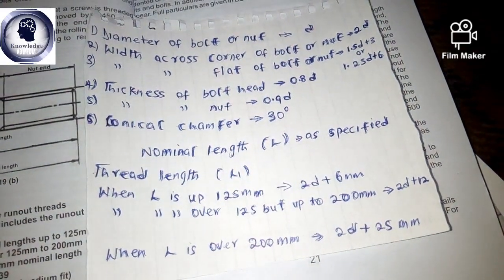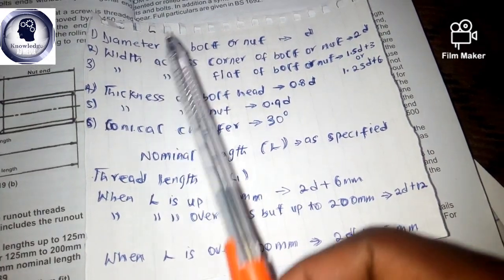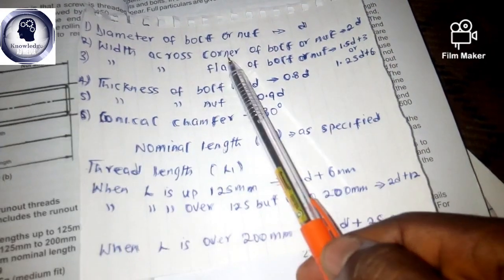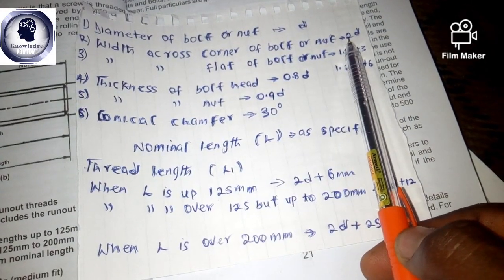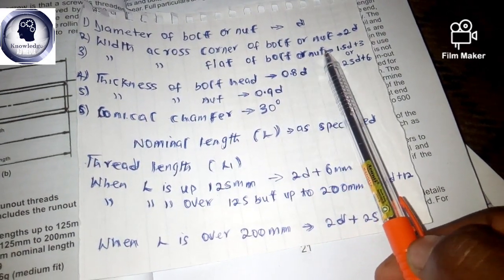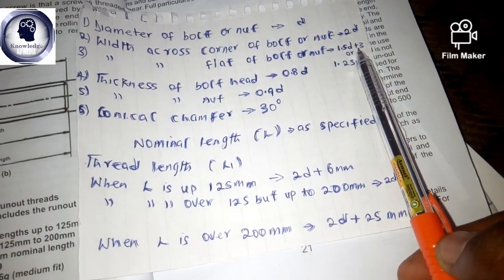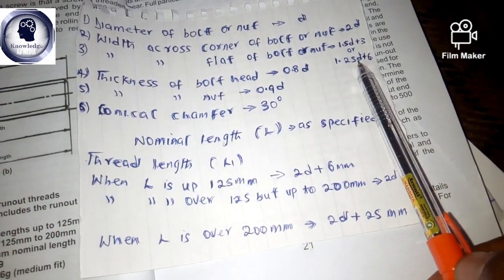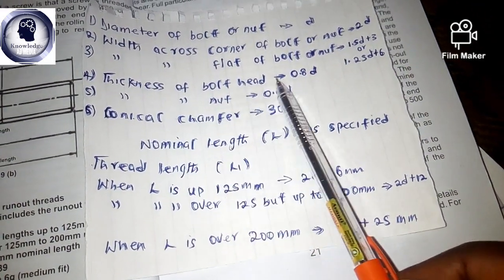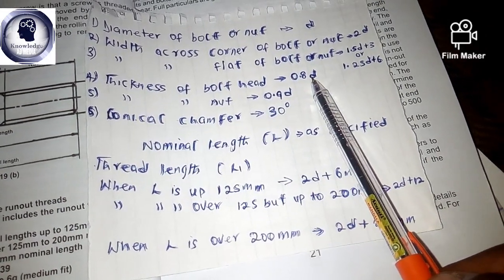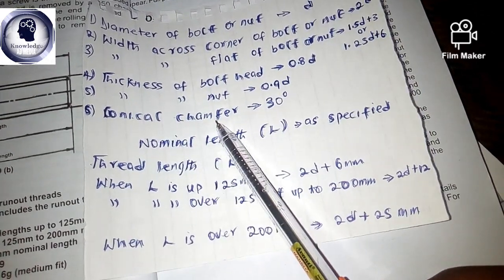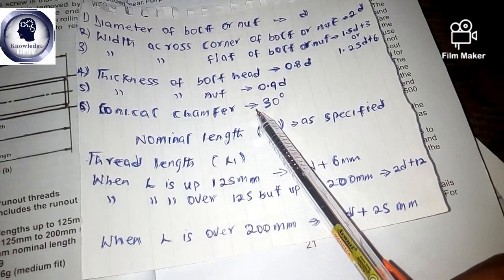Now, concerning the proportions of the hexagonal bolts and nuts, we have the diameter of the bolt or nut as D. We have the width across corner of the bolt or nut as 2D, that is 2 times the diameter. We have the width across flat of the bolt or nut as 1.5D plus 3 or 1.25D plus 6, all in mm. We have the thickness of the bolt head, which is 0.8D. We have the thickness of the nut as 0.9D. We have the conical chamfer, which is also the angle of chamfer, as 30 degrees.